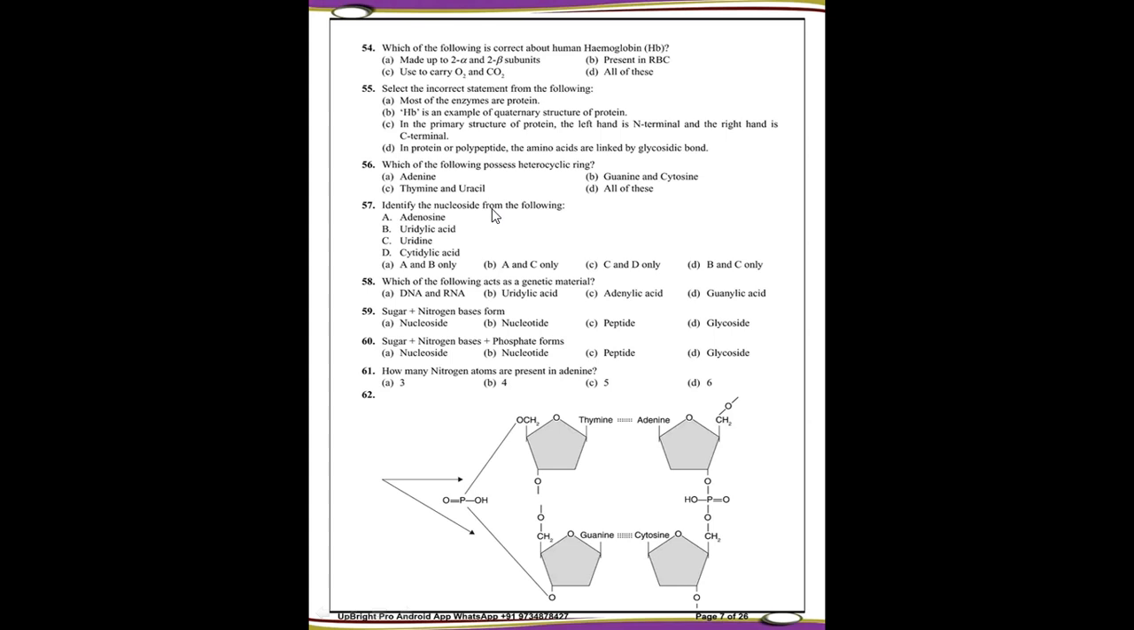Identify the nucleoside from the following. Nucleoside. Okay, so a nucleoside is made of a nitrogenous base and a ribose sugar without a phosphate group. So we have adenosine, uric acid, uridine, and cytidylic acid. Okay, so which of these is a nucleoside?